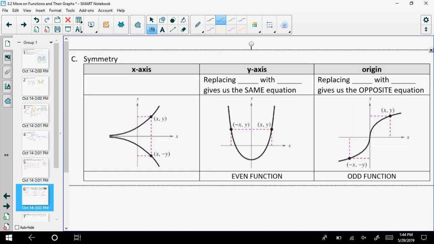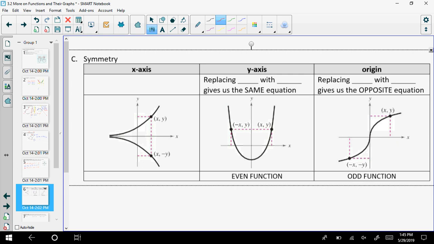The last big chunk that we're going to talk about with functions is on the word symmetry. If you think of, like in art, symmetry, or if something is symmetrical, that means it's the same on both sides. It's like a mirror image. There are 3 types of symmetry that functions can have: x-axis, y-axis, or origin. So let's look at the pictures here first.